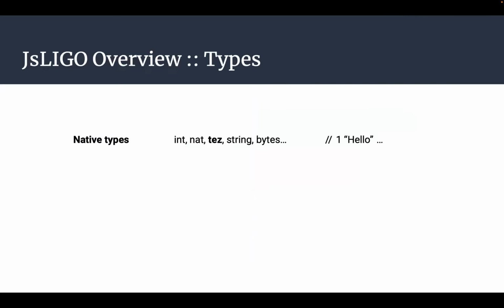So this is a really fast recap. We saw during the first day native types like integer, natural, Tez, string, bytes, and so on. So we have a presentation like 1, hello, and so on. We have tuples, so here we have a triplet with an integer at index 0, string at index 1, Tez at index 2. So this is the type. And on the right side, we have the expression with 1, hello, and 42 as Tez. So just to remind you of the syntax.